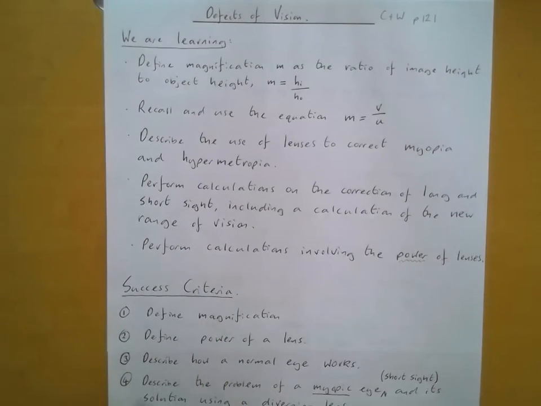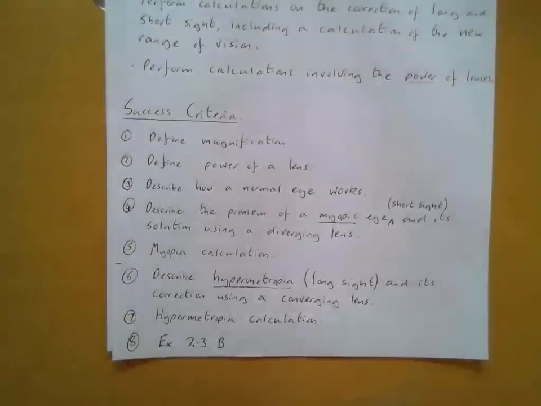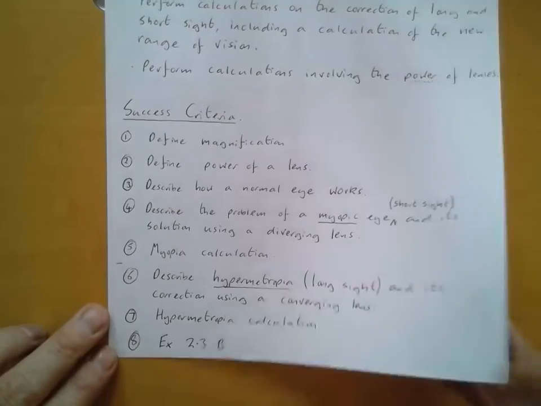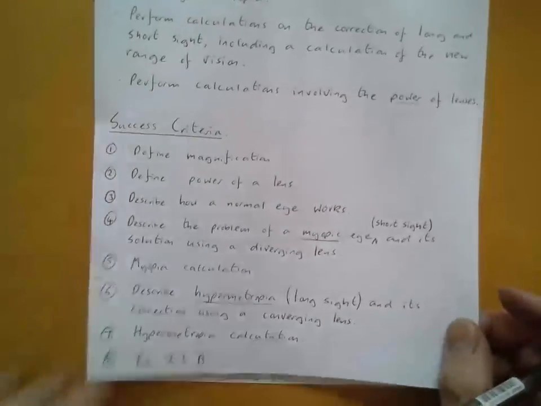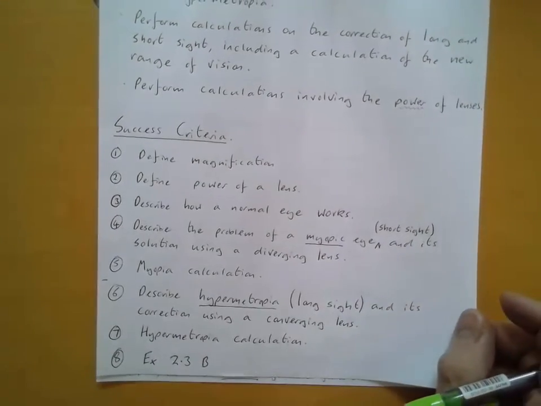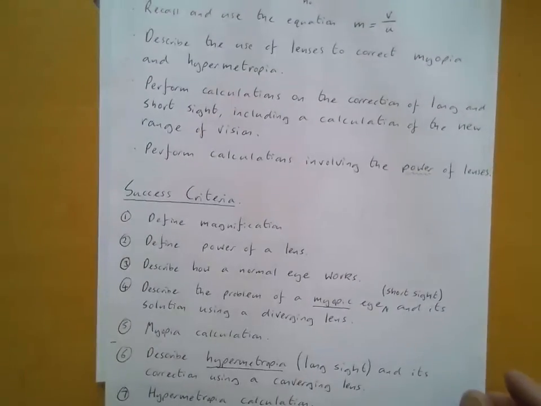Right, so the next and final step then is for you to have a go at exercise 2.3b, which is 4 questions performing these calculations on different people. So that's what you need to go and do next, and then to hand in your solutions to me. Okay.